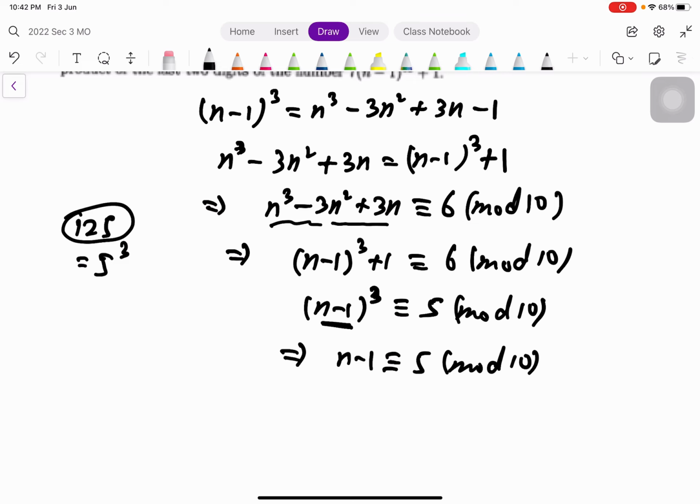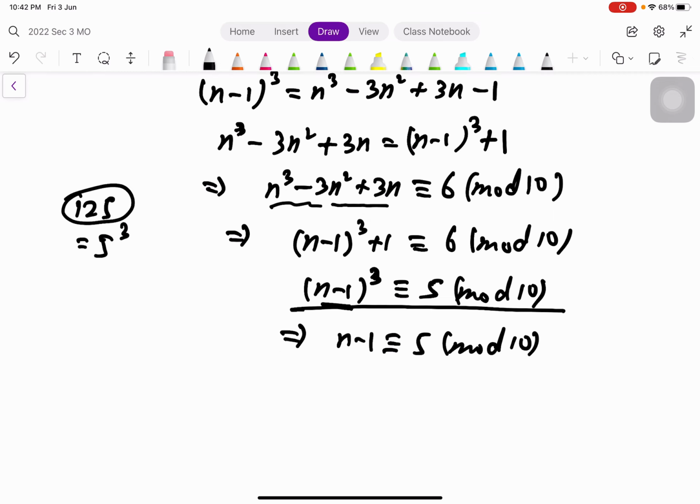Therefore, these statements, (n minus 1) cubed gives you a remainder of 5 when divided by 10, straight away imply that n minus 1 when divided by 10, the remainder is also 5. Therefore, can you see that with this understanding, now we are looking at 7 times (n minus 1) to the power of 12, right? We know that this fellow, n minus 1, must leave a remainder of 5.